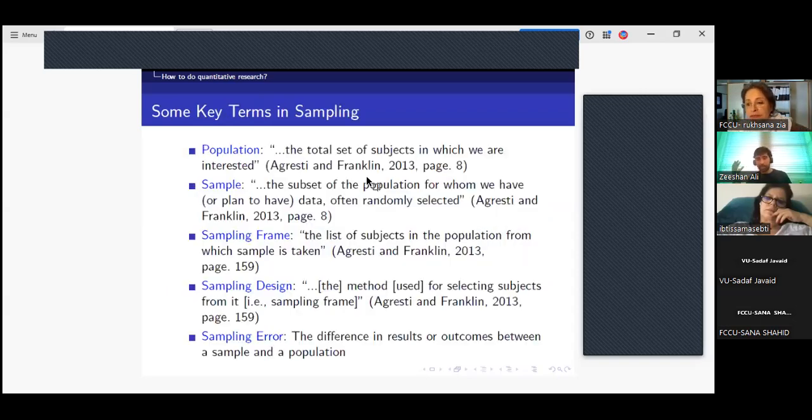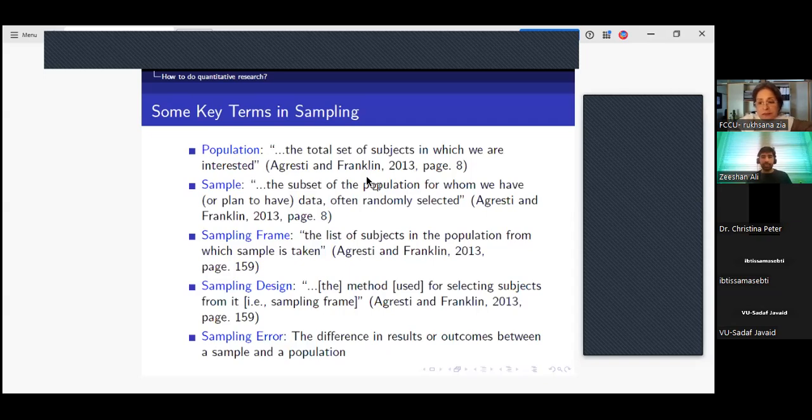One is the target population. The target population is the totality of the things we have, the total set of subjects in which we are interested. If we take a part or subset of those in order to run some statistical analysis, that specific part is called the sample. The sample can be selected in different ways, which I will discuss in a moment. But usually in quantitative research, we prefer to select the sample randomly instead of doing non-random things.